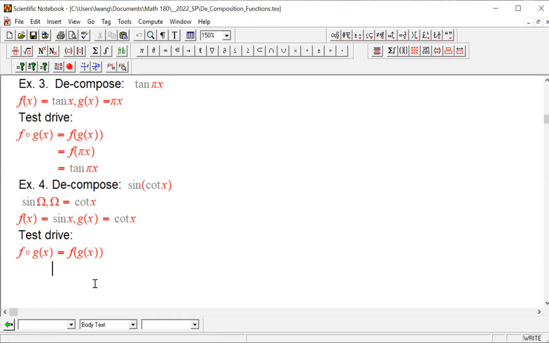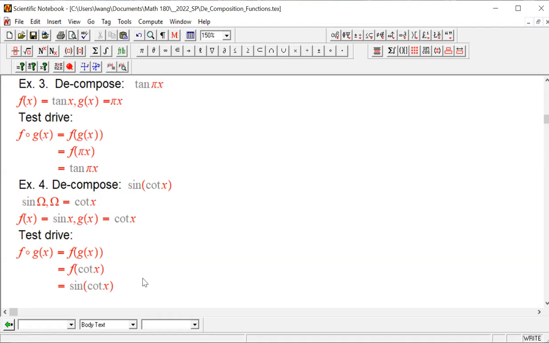Right, so let's try it. f of g is cotangent, and f is a sine function. The sine function just takes whatever the input is and applies the rule of sine. So we apply the rule of sine to cotangent. The cotangent output is the input for sine. So here we go, it works.